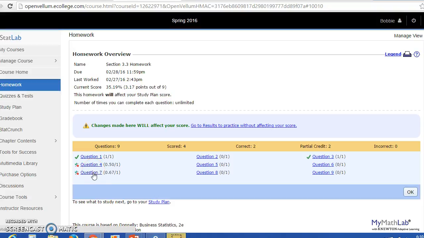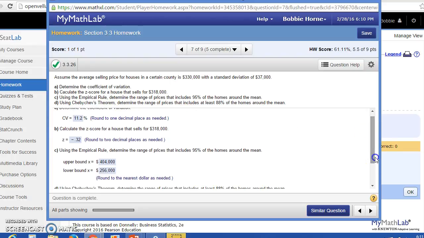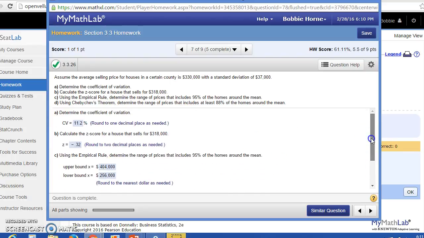Okay, we're looking at section 3.3. We're going to go back and look at Chebyshev's theorem. I think that would be the most complicated topic in this section. I've already done the calculations. I just want to go through and explain how to get those calculations.